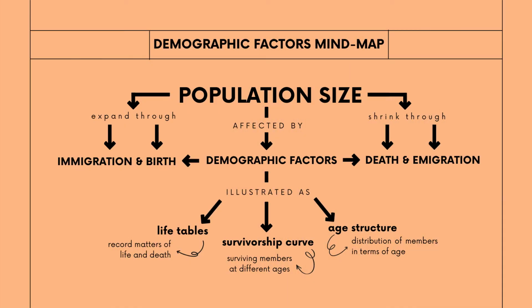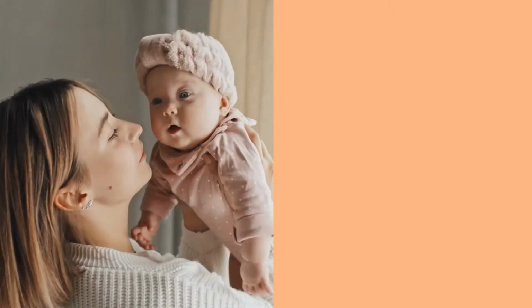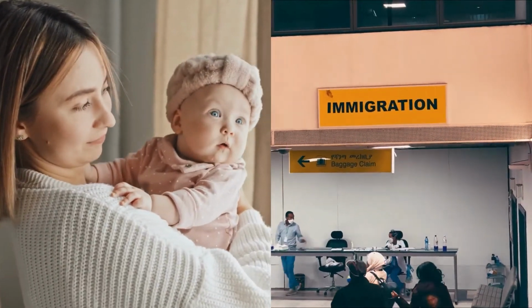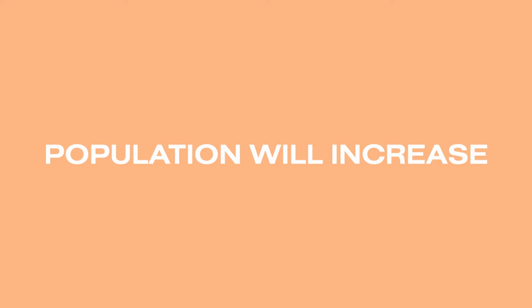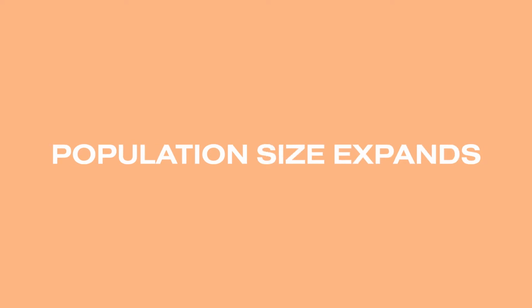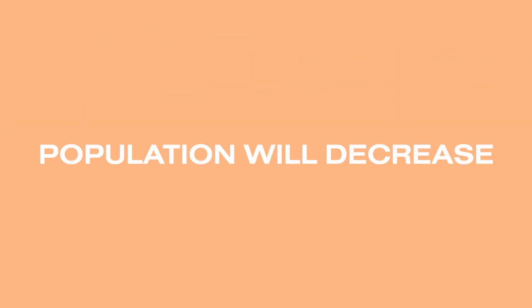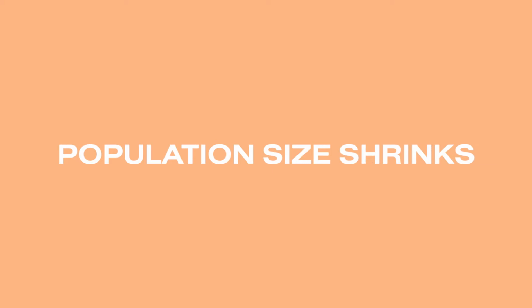The four demographic factors affect the population size in two different manners. Birth and immigration have common effects on population size, while the same goes for death and emigration. If a member of the population gives birth to an offspring, and if an outsider organism immigrated into the said population, the number of organisms inside the population will increase. Therefore, the population size will expand. On the other hand, if a member of the population died or emigrated to another population, the number of organisms inside the population will decrease. Therefore, the population size will shrink.